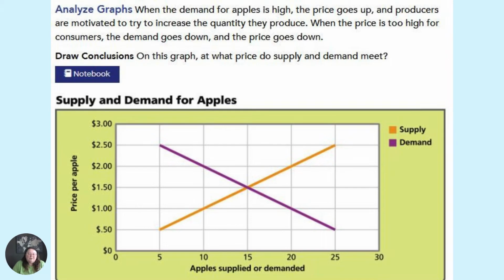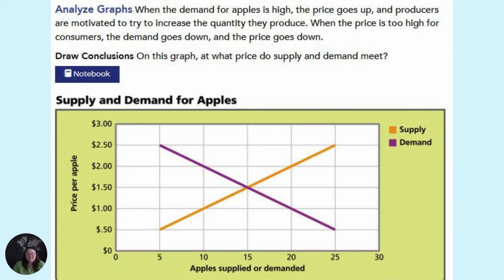Let's take an example of apples. So let's look at this chart here. It says supply and demand for apples, and we have 2 lines, supply in orange and demand in purple. Let's say I go to the store tomorrow and I see that the price of apples is $2.50 per apple. I'm probably not going to want very many apples. So you can see here at $2.50 on the purple line, I might only want 5 apples.